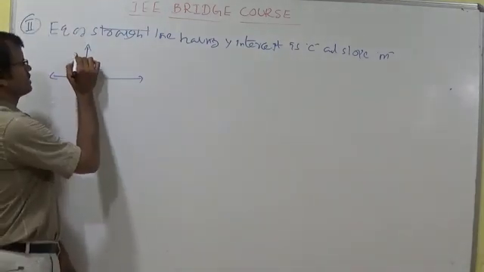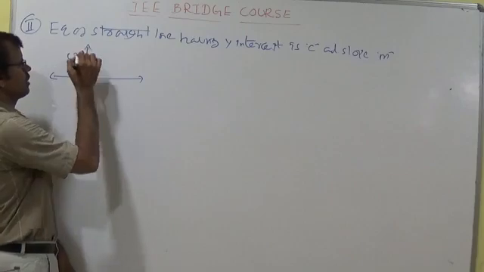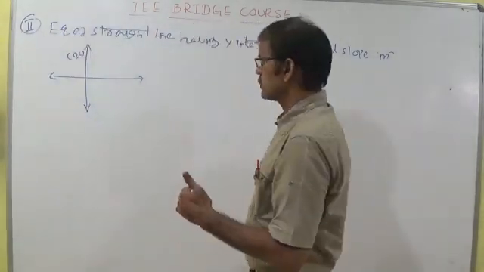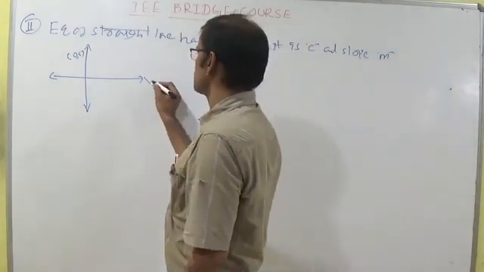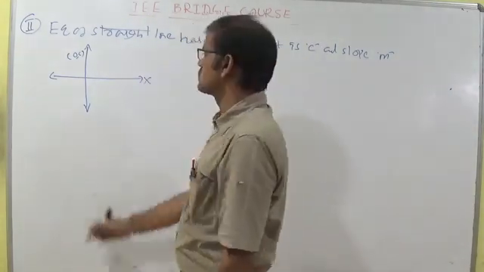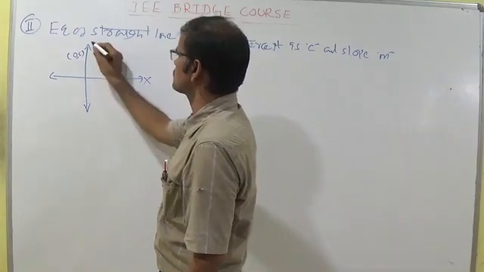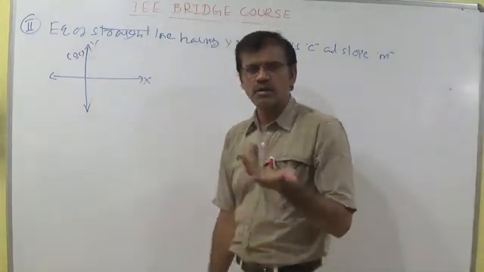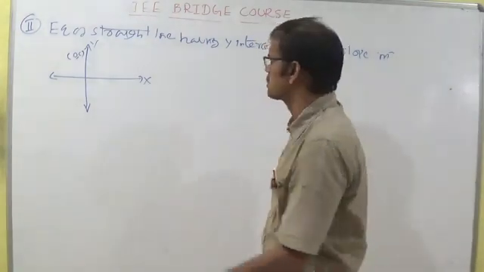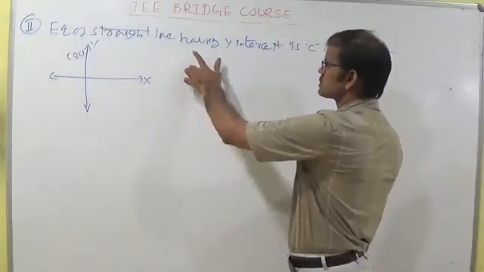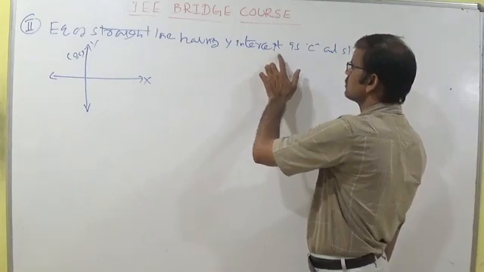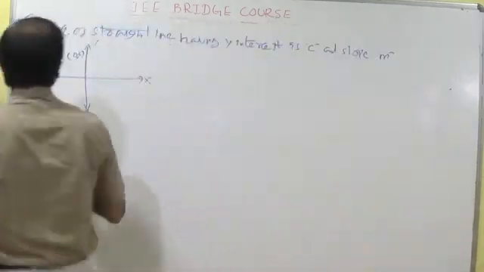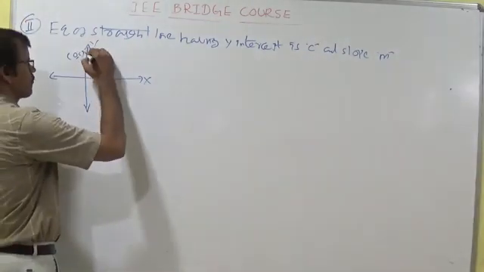Whenever the y-intercept is c, you can put here 0 comma c. The notation for a point on the x-axis is x comma 0, and the notation for a point on the y-axis is 0 comma y. Y means the y-coordinate, whether it is b or a or c or anything. Here I am going to discuss the equation of straight line having y-intercept c. So on the y-axis take the point 0 comma c.